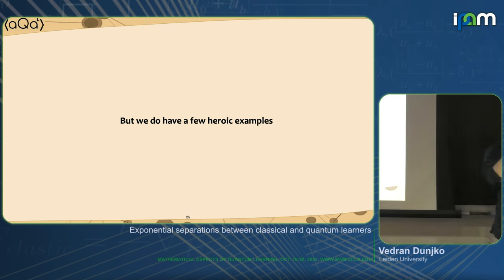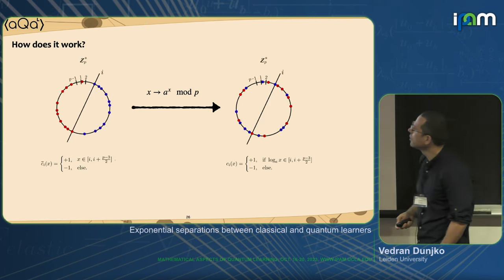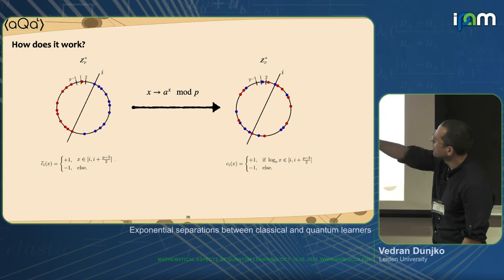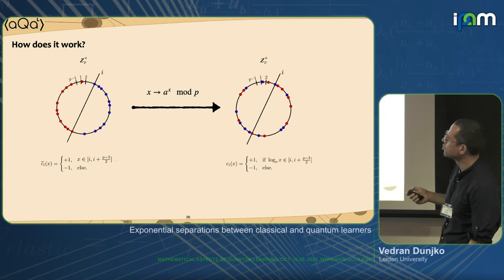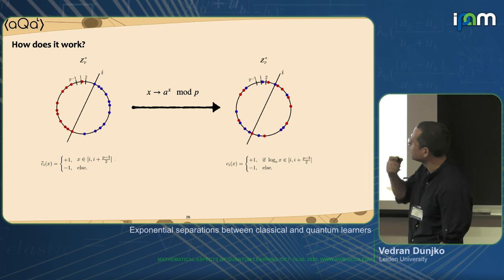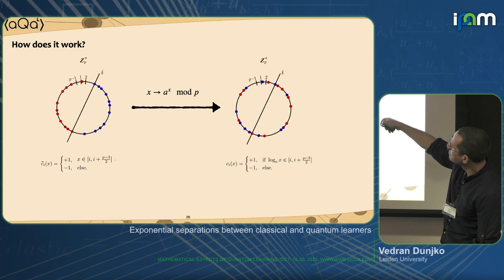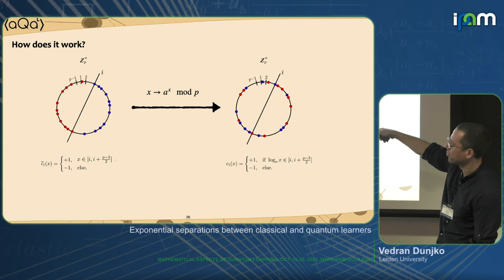But we do have some heroic examples, right, where we can prove separations. So let's talk about those very quickly. So here's the one. On the left-hand side, my data is integers from 1 to some very large prime number. I think it's prime, yeah. And imagine putting them on a circle, like, you know, mod p, if p is the large number. And I split the circle in half by a line. It's fully specified by choosing one of the points, right?